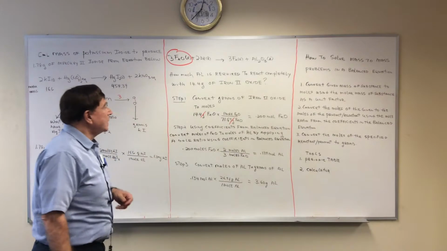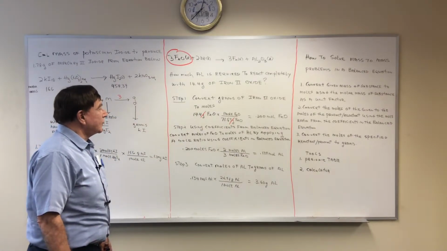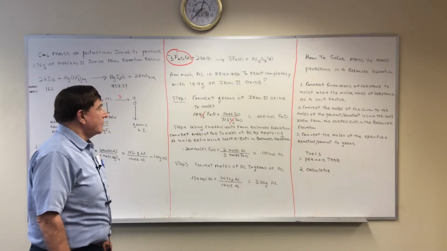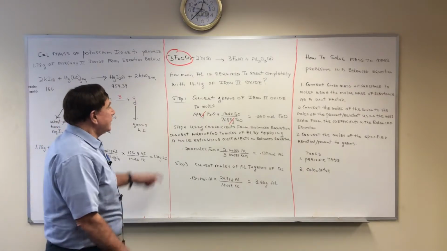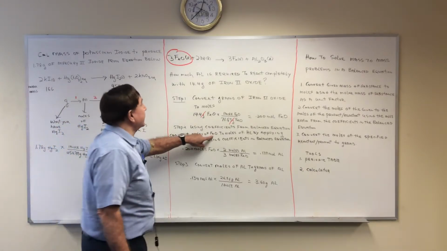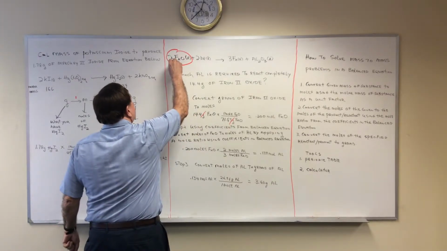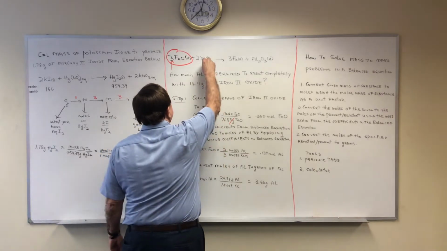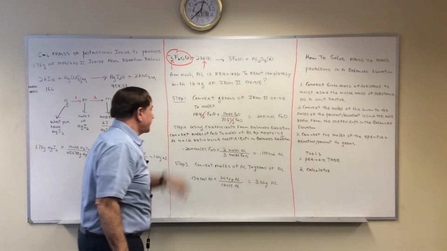Next step is using the coefficients from the balanced equation, convert the moles of iron oxide to moles of aluminum by applying a mole ratio using coefficients in the balanced equation. What does that mean in English? That means we go to the iron oxide. The coefficient is 3. Then we go to aluminum. The coefficient is 2, if you notice, right there.